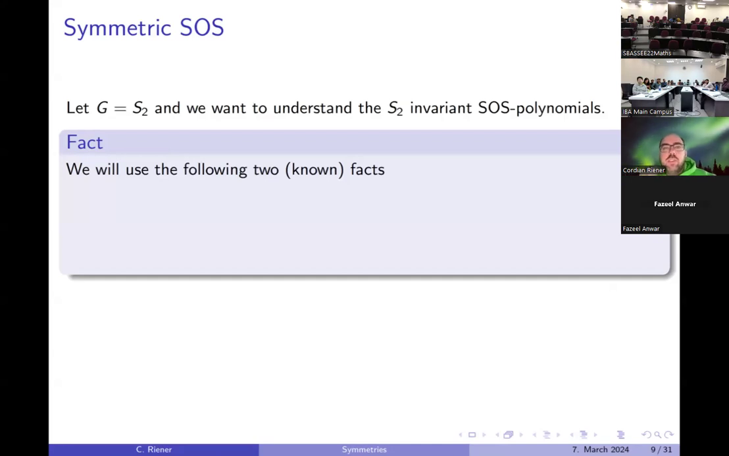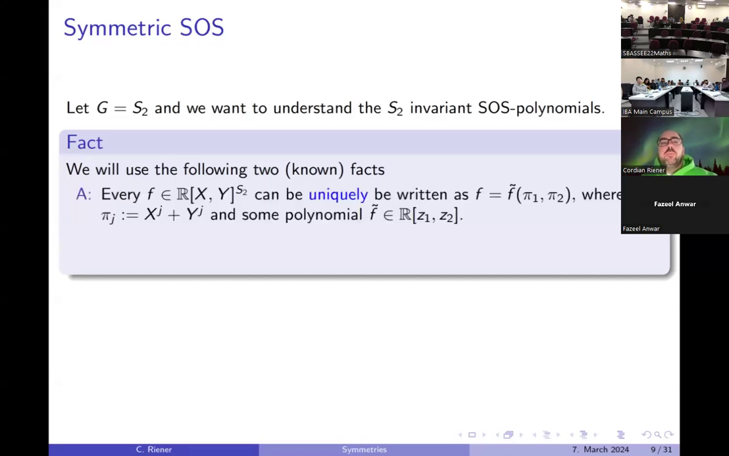It's a very simple example. I will just use the simple group S2 that acts on a polynomial ring in two variables by interchanging x and y. Okay, this is a very simple example. And I will use the following two facts that I have already mentioned to you, and I had already mentioned their generalizations. So the goal is a little bit to see in the simple case first what's going on, see how it generalizes, and then get the whole theory.